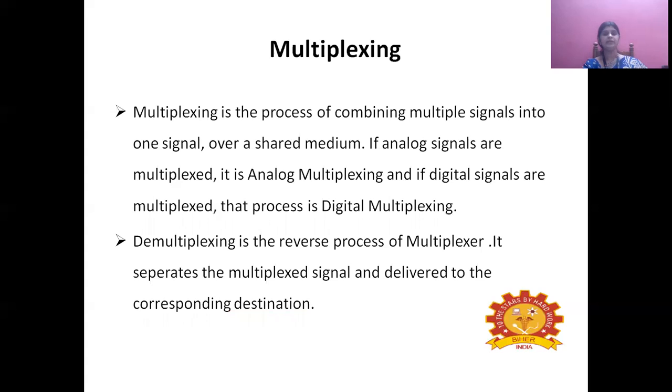Next one is multiplexing. Multiplexing is the process of combining multiple signals into one signal over a shared medium. If analog signals are multiplexed, it is called analog multiplexing. And if digital signals are multiplexed, this is called digital multiplexing. Demultiplexing is the reverse process of multiplexing. It separates the multiplexed signal and delivers it to the corresponding destination.